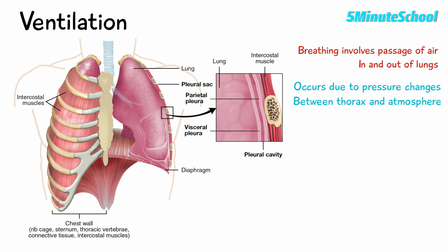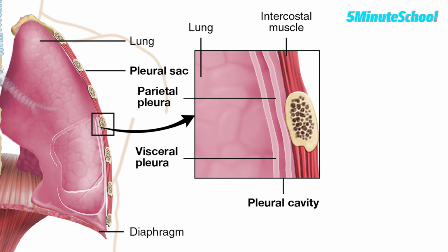The thorax is lined by the pleural membrane, which surrounds the lungs. The space between them is the pleural cavity, and it's filled with a thin layer of lubricating fluid, so the membranes slide over each other as you breathe. So let's talk about the ventilation process.